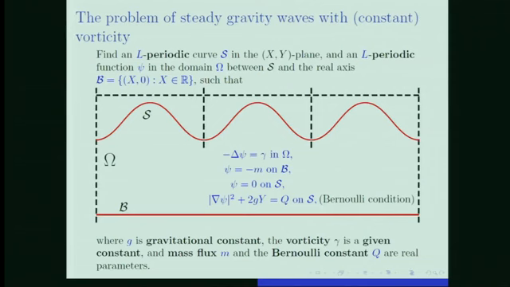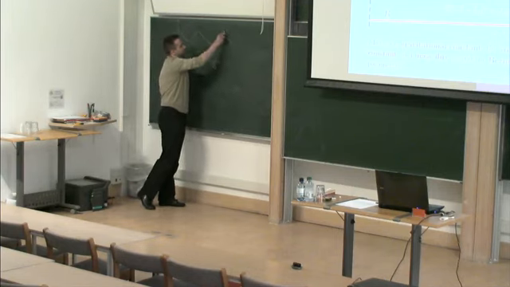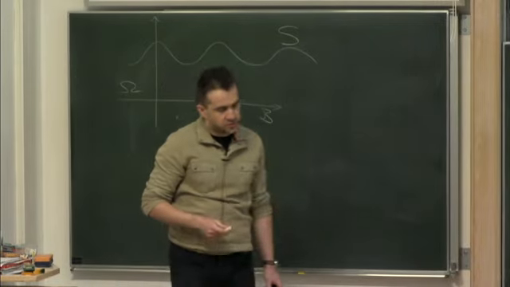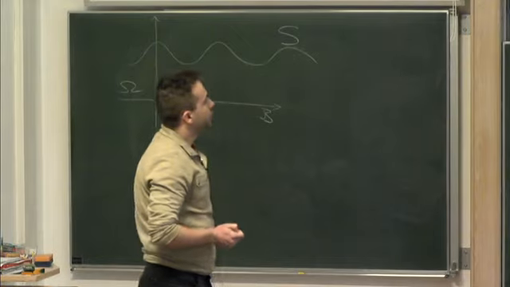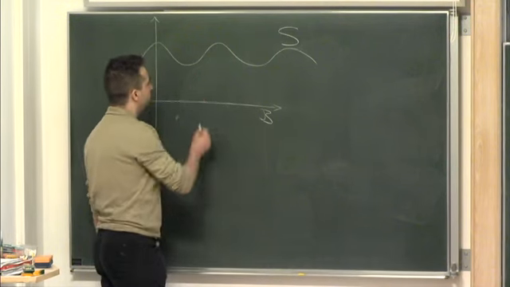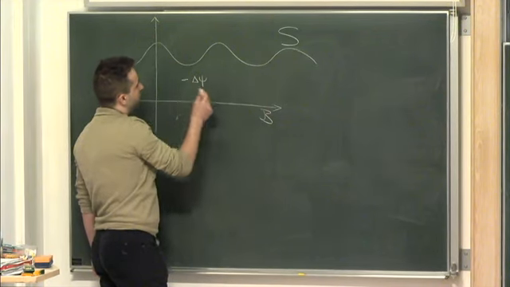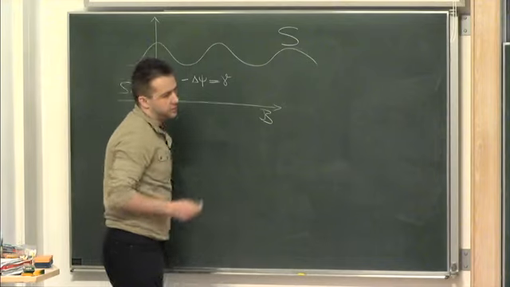That I consider is the following. So to find a domain omega in the plane, so this one here, whose boundary consists of the real axis, which I denote by B, and a curve which is assumed to be periodic and denoted by S. And in this domain one has to find a function psi which satisfies minus the Laplace of psi equals gamma, a constant.